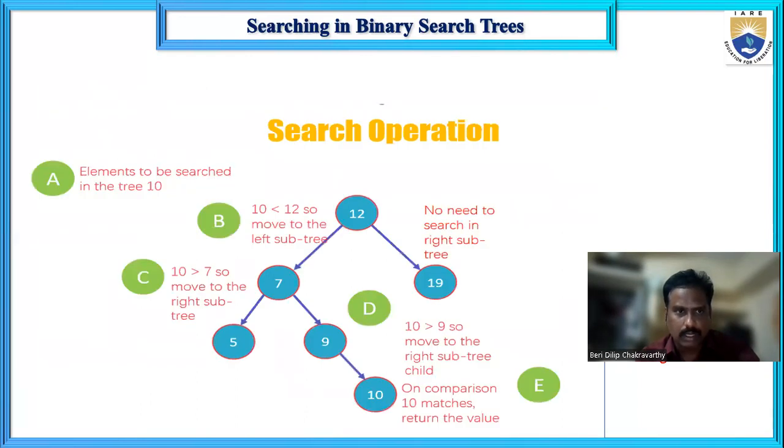Observe here, the element to be searched is 10. First, I'll be comparing with my root node 12. As 10 is less than 12, I'll be moving to the left tree. Here again I'm checking. As 10 is greater than 7, I'll be moving to my right side. Here again I'm checking. As 10 is greater than 9, I'll be moving to my right side. Finally, I got my 10. My search is successful.